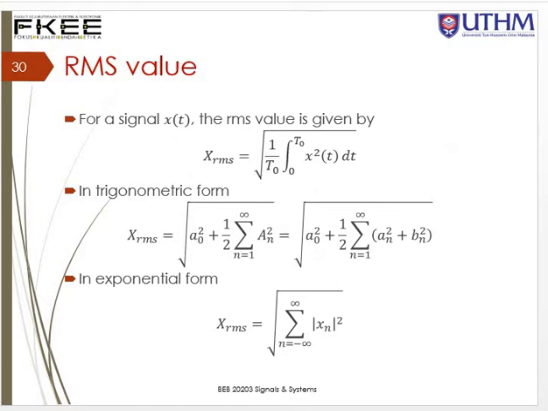The RMS value of a periodic waveform x(t) with period T naught can be defined as X RMS equals the square root of 1 over T naught times the integration from 0 to T naught of x squared dt. The RMS value can also be expressed in trigonometric form and exponential form. This is the trigonometric form and this is the exponential form.